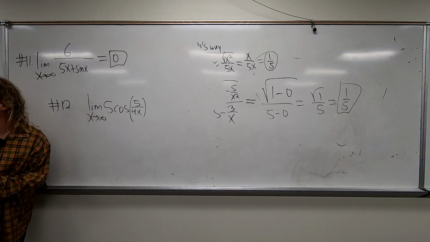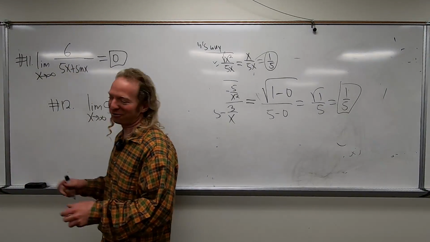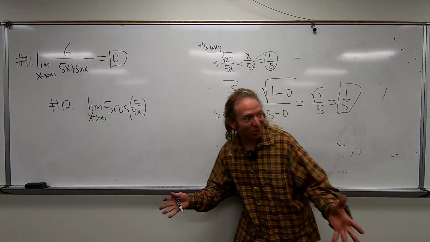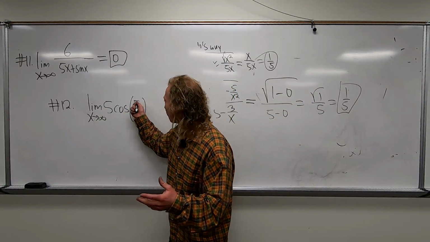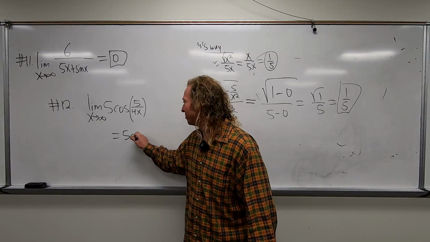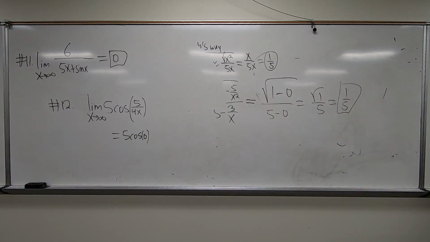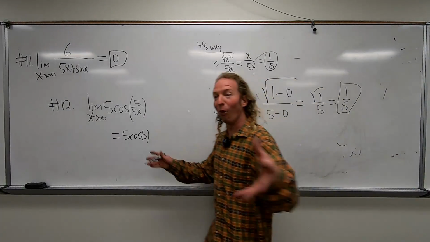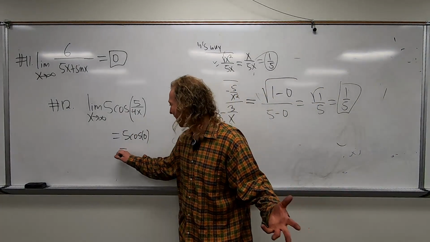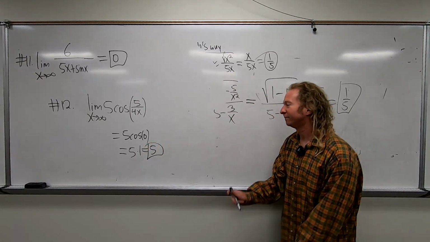Do you know how to do it? Yeah, we got the answer. Oh, so good. What'd you get? We got 5. Yeah, it's 5. Good. So x is approaching infinity, so 5 over 4x approaches 0. So you get 5 cosine 0. What's the cosine of 0? 1! Yes, 1! So you just get 5 times 1, so you just get 5. Boom.